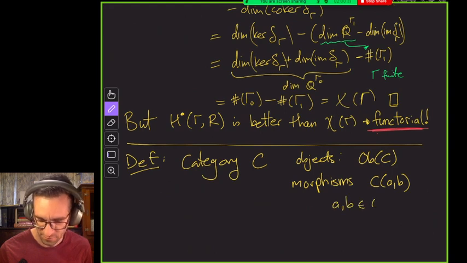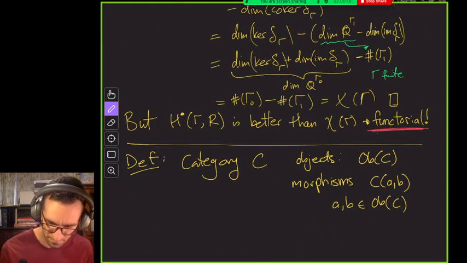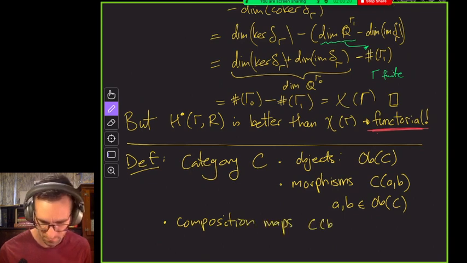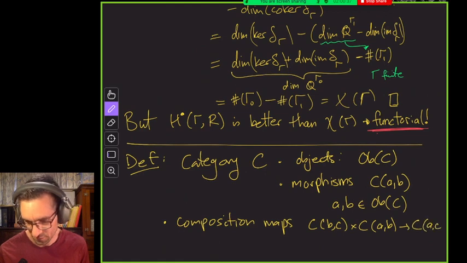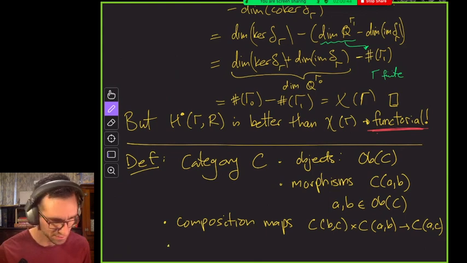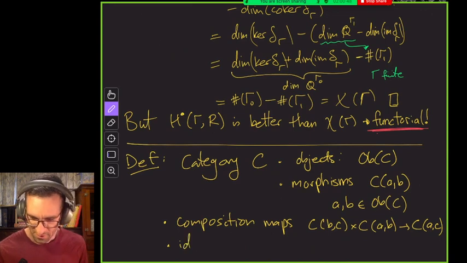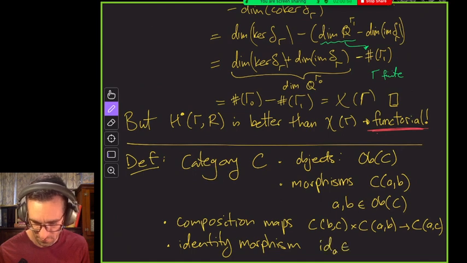For each ordered pair of objects, and we have composition maps. So it's a big C and a little c. And identity maps. So an identity morphism, a specified identity morphism, in each, going from an object to itself.